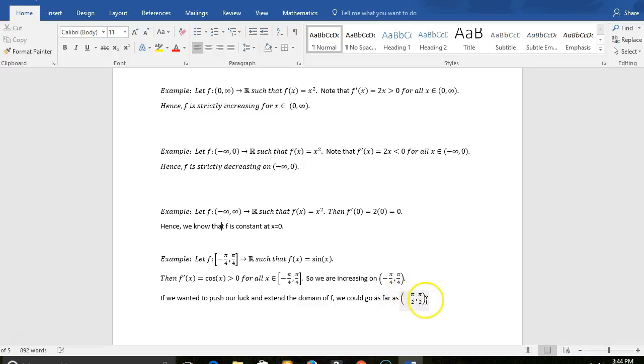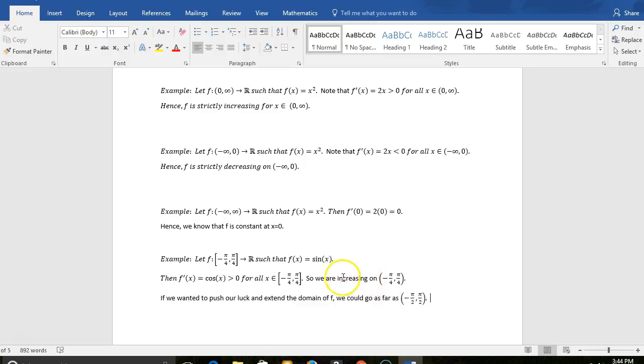Yeah, that's fine, because after all, we're not including the endpoints themselves. But if you tried to extend this interval any further, even the smallest bit further, to the left of negative pi halves, or to the right of positive pi halves, you would mess things up. So don't do it. But anyway, this is as far as you can extend and still be okay.